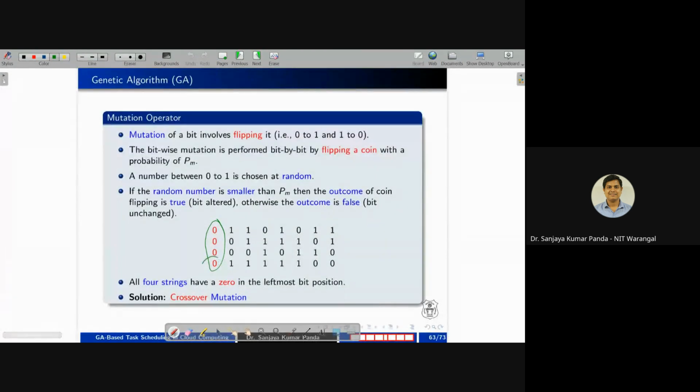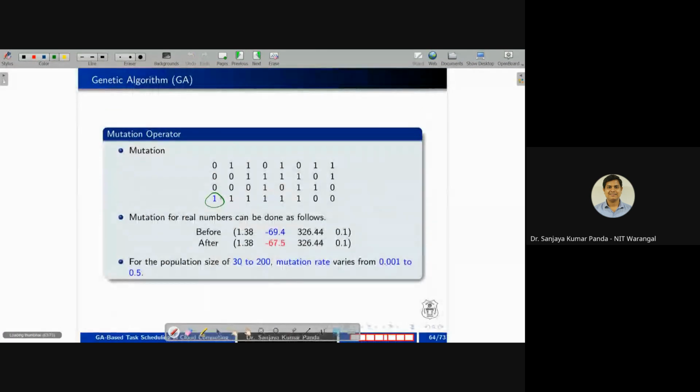So I'm selecting this particular element which is 0 and I have changed this bit to 1. Similarly, if my population consists of real numbers, I select a real number randomly and replace it with another real number. So if your population size is between 30 to 200, the mutation rate you have to take is 0.001 to 0.5. Okay, mutation rate is 0.001 to 0.5. Means if you are taking 30 populations, the maximum number of mutations you can do is 15, not more than that. Because too much mutation is not good, right?